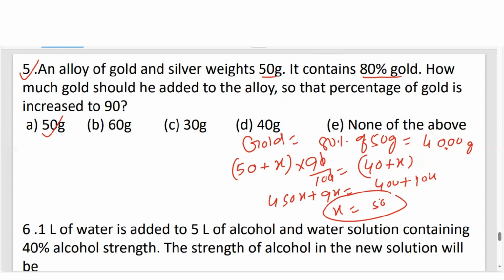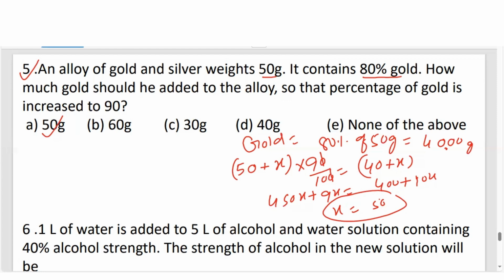The technique is, first you find the gold. Gold is 80% of 50, that is 80 into 50, which is 4000. After two digits you put a decimal and you get 40. Now the gold already in the alloy is 40. What pure gold should be added so that 90% of the alloy equals the gold? The total alloy is 50 gram, and we add X gram of gold. So 90% of 50 plus X equals 40 plus X, and we find X equals 50. That is our right answer.